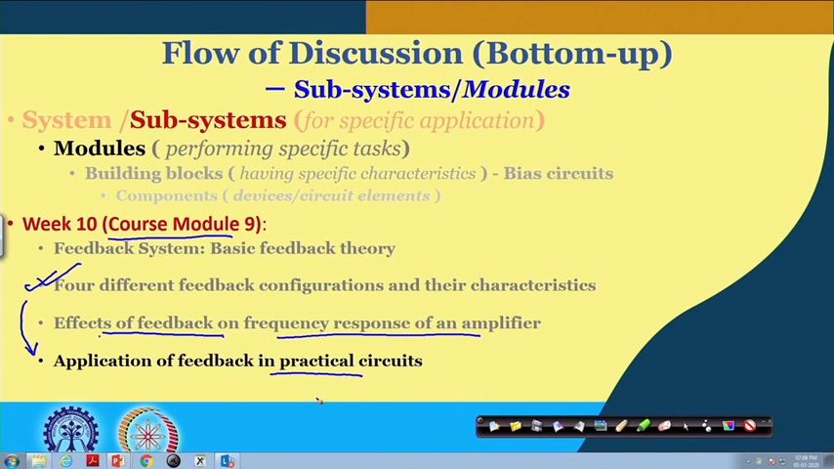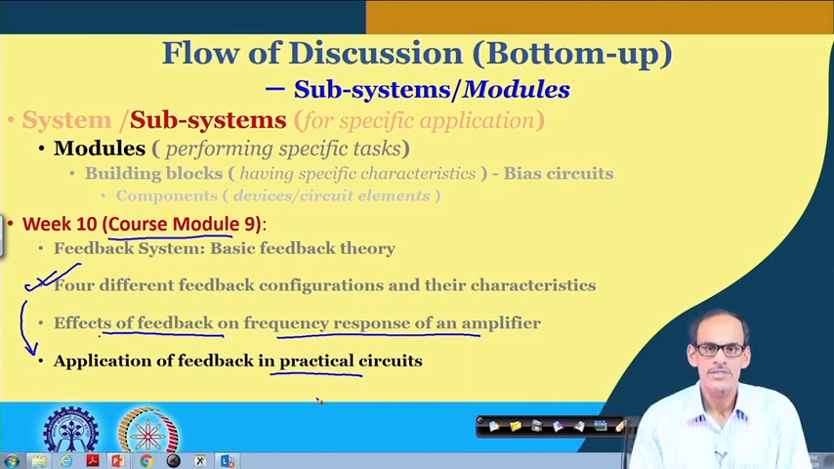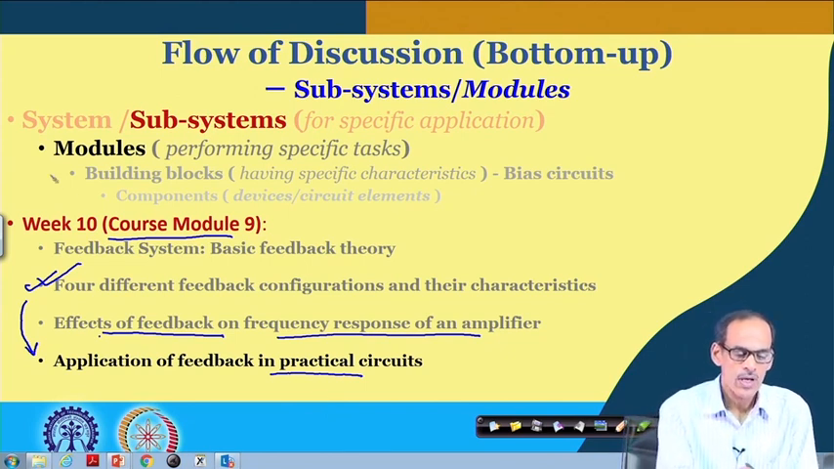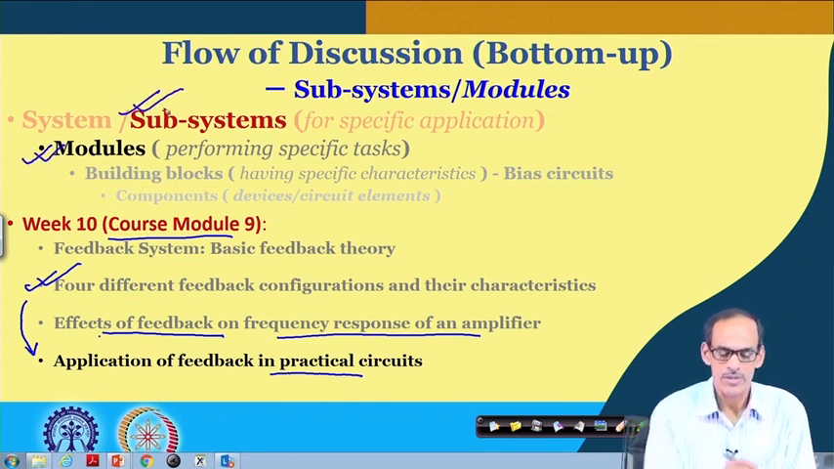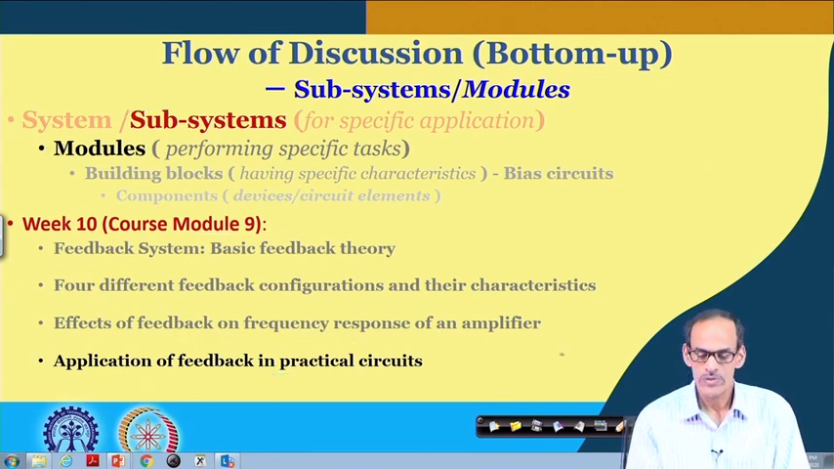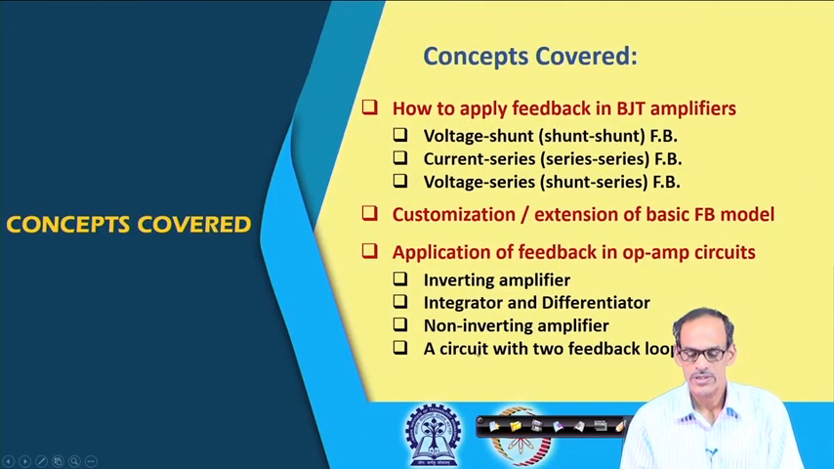The practical circuit can be either transistor level, where the examples we will be talking about are primarily BJT, and then we will also be talking about deployment of the feedback system on op amp circuits. So, we can say that we are at module levels as well as at subsystem levels. The concepts we are planning to cover today are listed here.